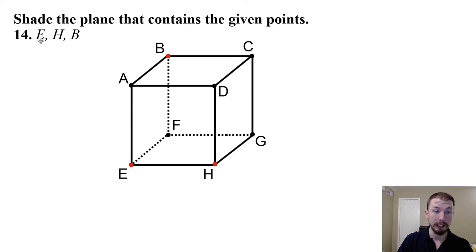So by selecting E, H, and B, I am directing the students' attention to the three points that the plane goes through. Now, the hard part would be trying to imagine what a plane might look like that would go through those points.